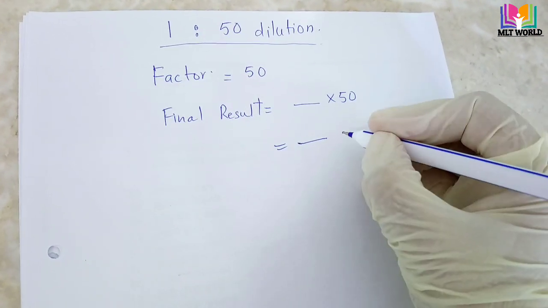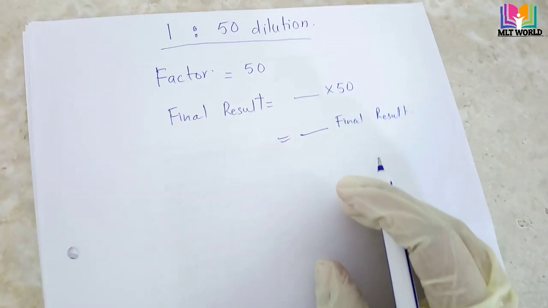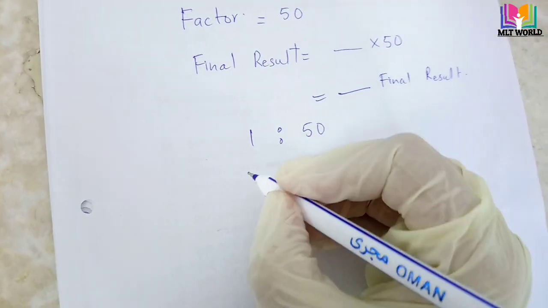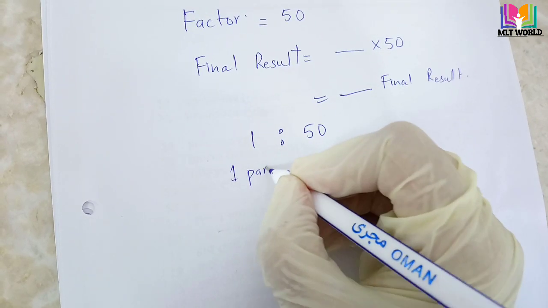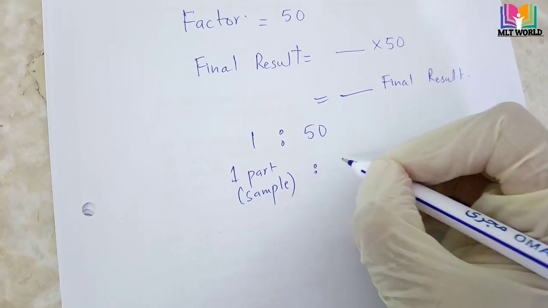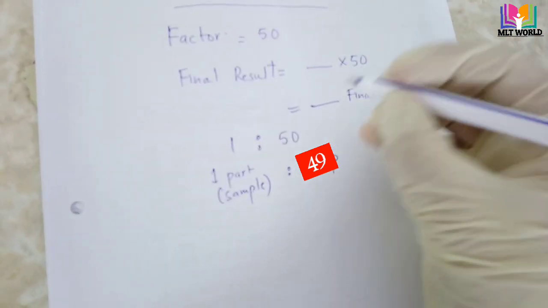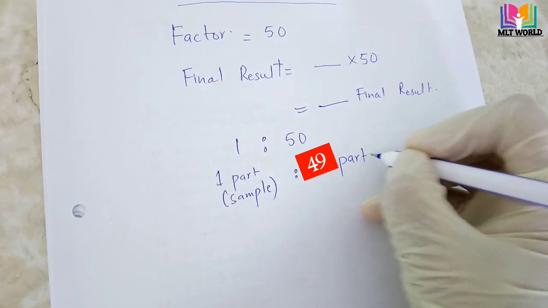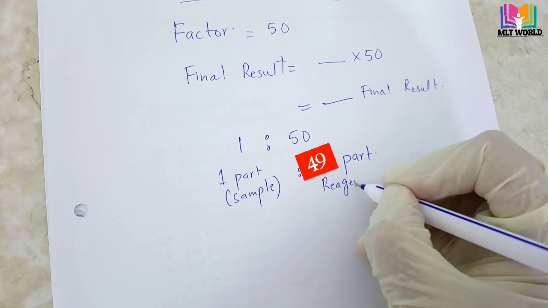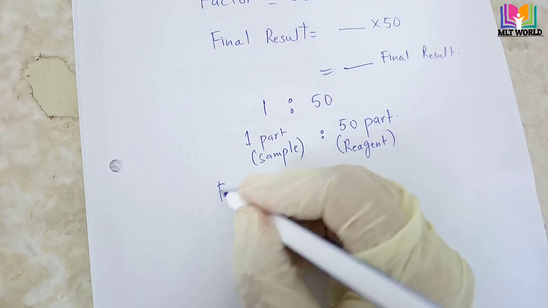So in this dilution, the factor we will use is 50. It means the final result is given by multiplying the value by 50. Whatever result we get, we multiply by 50, and then only we get the final result. So 1:50 dilution means 1 part of sample and 49 parts of reagent. Sorry, this was a human error. I wrote 50 parts, but actually we need 49 parts of reagent. So 1:50 dilution means 1 part of sample and 49 parts of reagent.